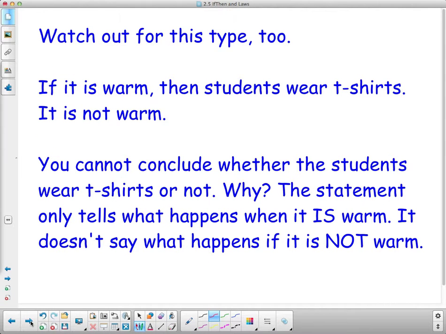If it is warm, then students wear t-shirts. It's not warm. Students could wear sweatshirts, they could wear something other than a t-shirt. The sentence only tells me what happens if it is warm. It doesn't tell me what happens if it's not warm. So we need to watch out for those. The fact is, you can't make a definite conclusion.